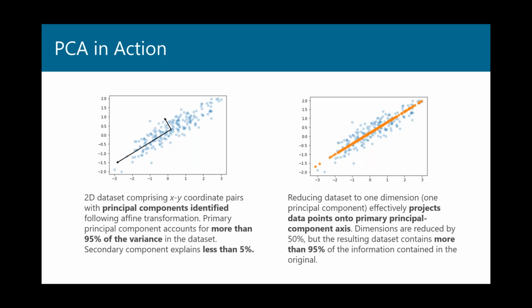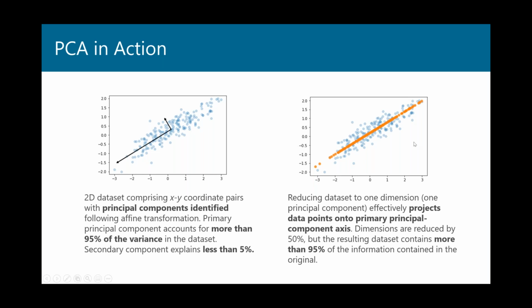So let's talk intuitively about what PCA is and how it works. Remember that the big idea behind PCA is that we can take any arbitrary data set, we can reduce it to any number of dimensions we specify, and we can do so without giving up a lot of the actual information in the data set.